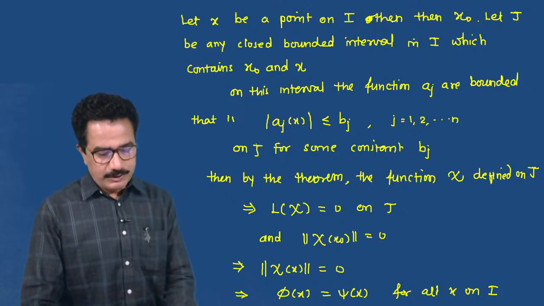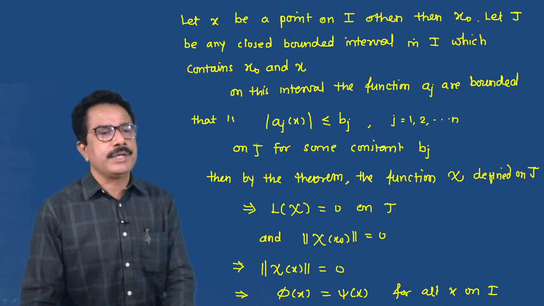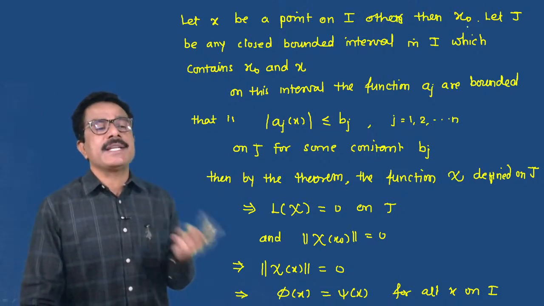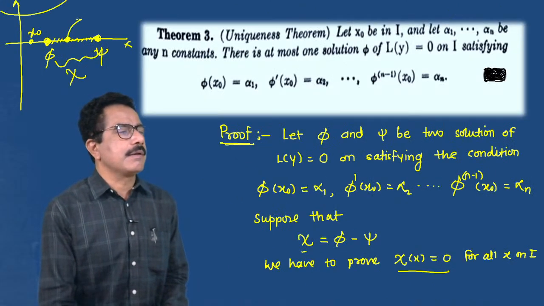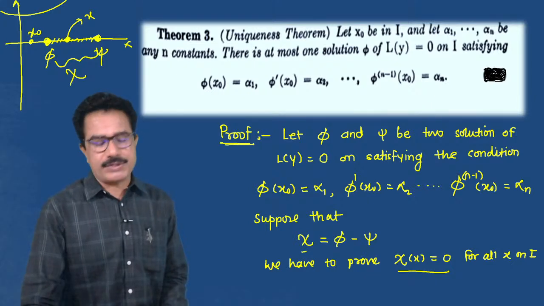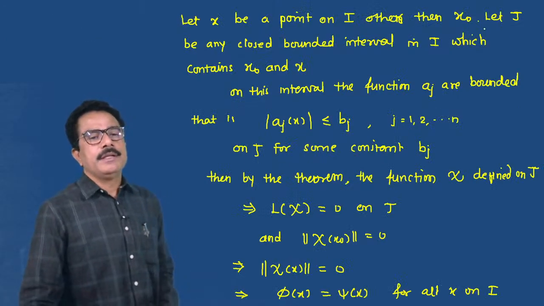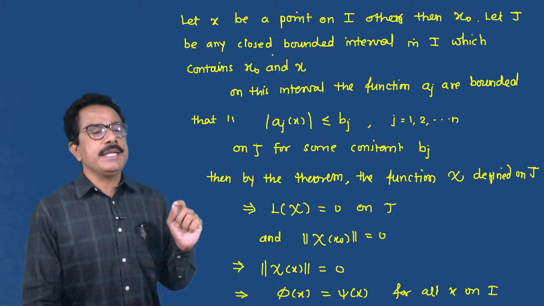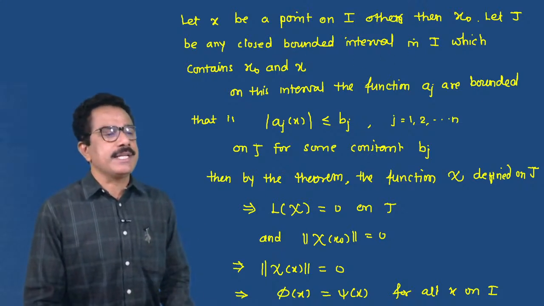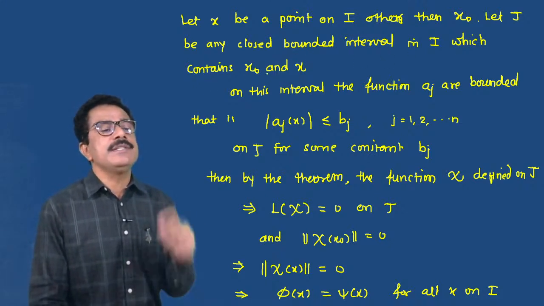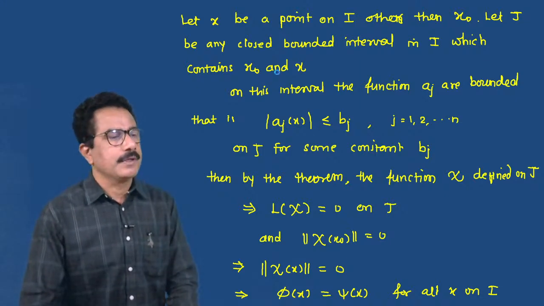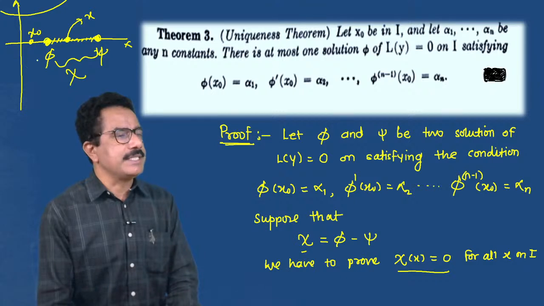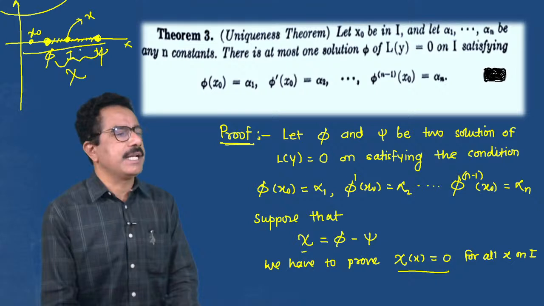other than x naught. Suppose x is another point which is other than x naught. Okay. Let J be any closed bounded interval on I such that it contains x naught and x. Suppose this interval is considered as I.